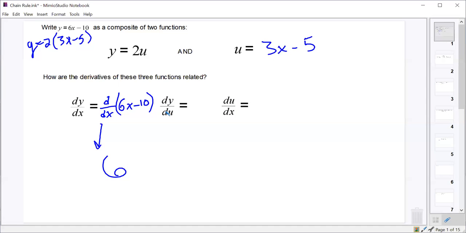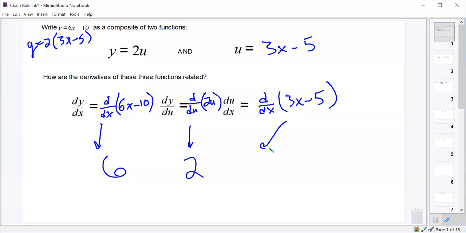So what is dy du? Well, it's the derivative of the function y when I have it written in terms of u. So it's the derivative with respect to u of 2u. What's the derivative of 2u in terms of u? 2. 2. Good. And then lastly, I want to know, what is du dx? Well, that's the derivative with respect to x of the function u, which is 3x minus 5. So what's that derivative? 3. 3. Good.